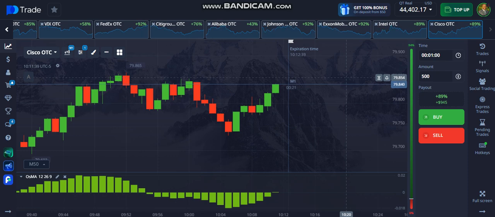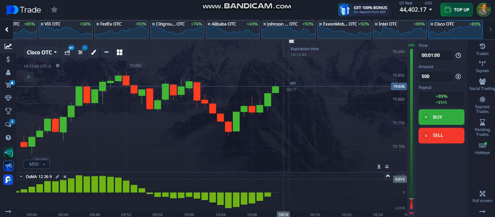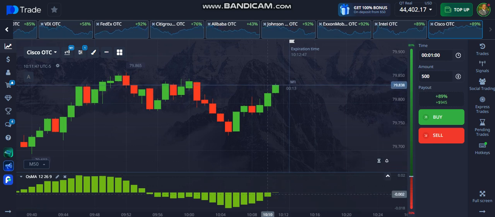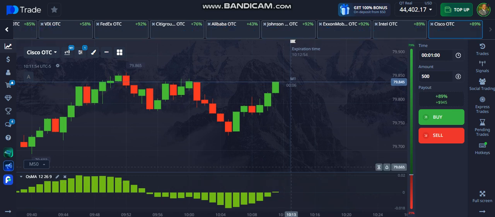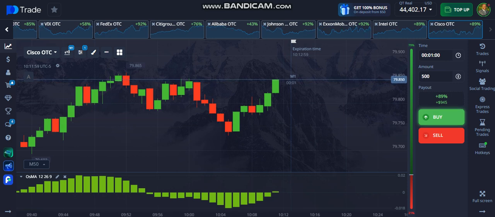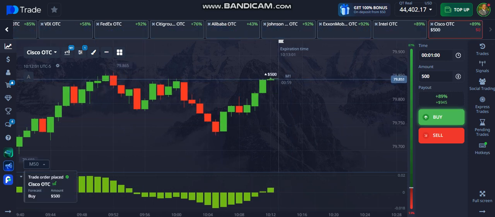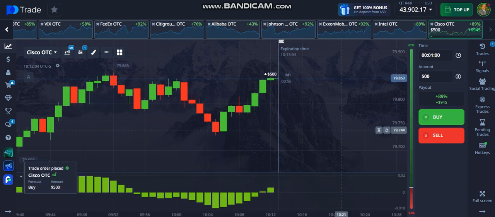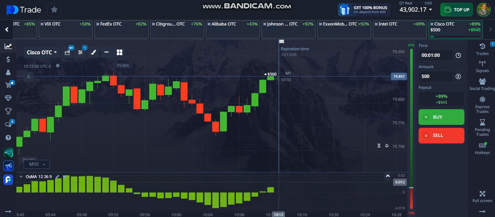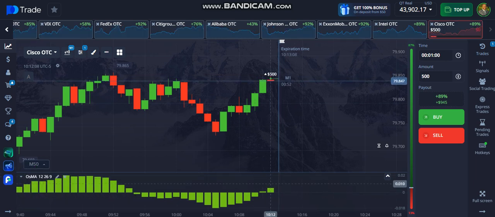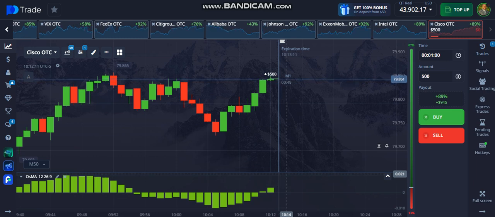Okay, so I'm on Cisco OTC right now, and I'm waiting for this candle to close green. We see here the crossover of the histogram from below the zero line to potentially above the zero line. So as long as this candle closes green, I'm going to take a buy trade. Okay, so I took the buy trade, and we see the crossover of the histogram line from below the zero to above the zero line. So let's monitor this trade.